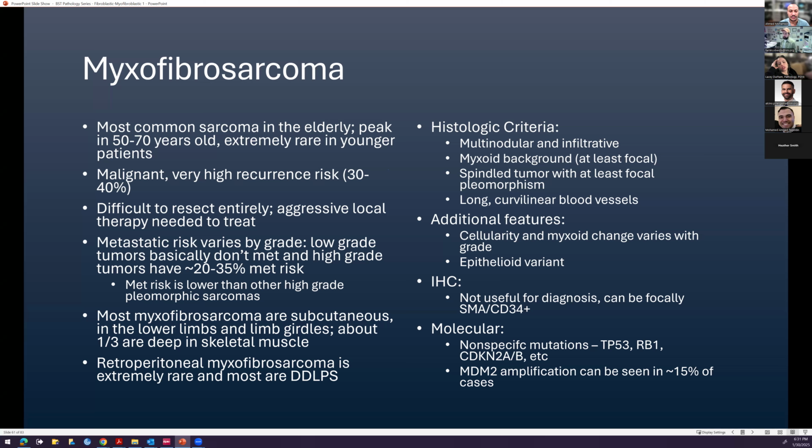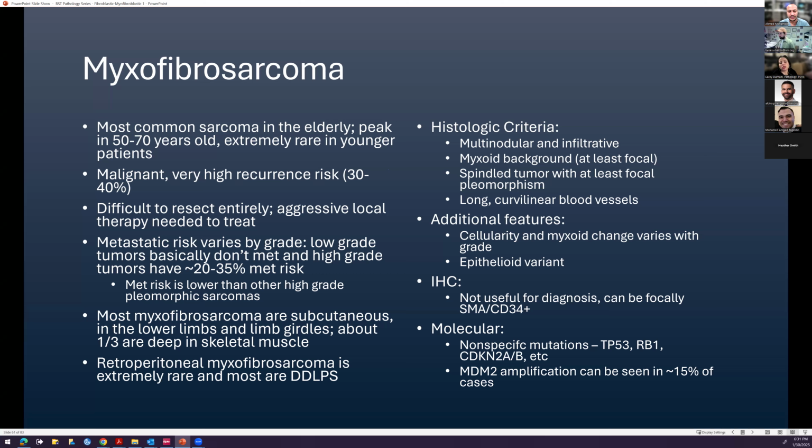It's pretty typical in an old person, a sub-Q lesion that's kind of ill-defined. Think about myxofibrosarcoma. But about a third are deep in the skeletal muscle. And they tend to be most commonly in the lower limbs or the limb girdles, but you'll see them in the extremities throughout. It's extremely rare to see a retroperitoneal example of a myxofibrosarcoma. You really just want to be careful you're not just dealing with de-diff liposarcoma. Okay. All right.